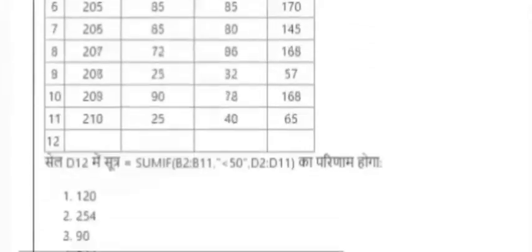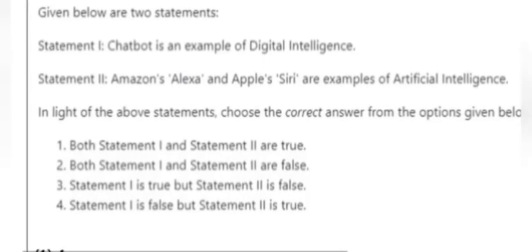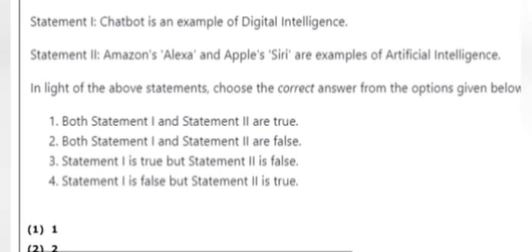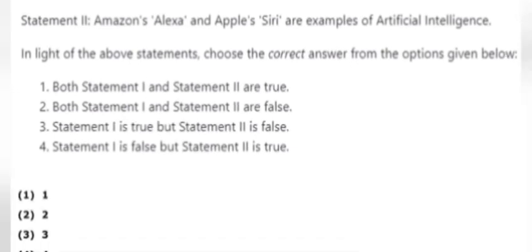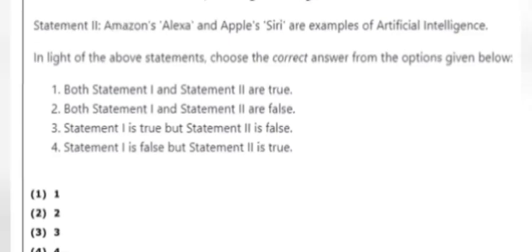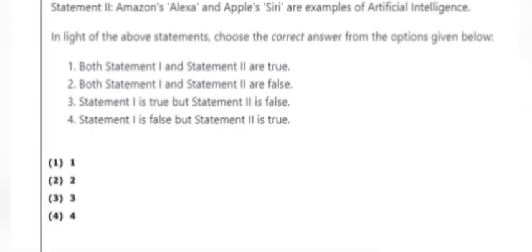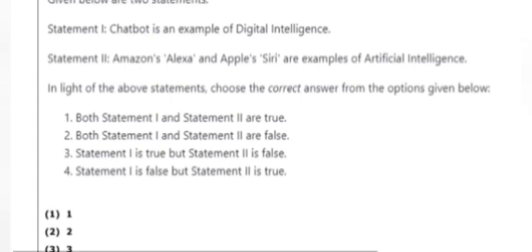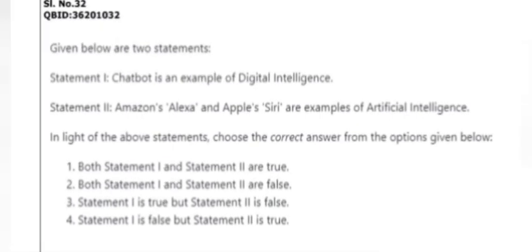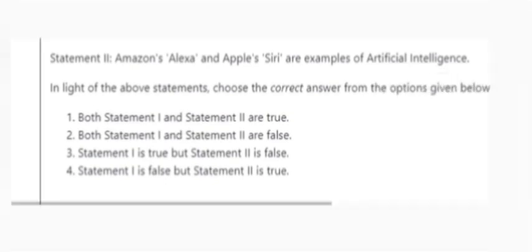Next, 32 says, given below are two statements. Statement 1 says chatbot is an example of digital intelligence. Statement 2 says Amazon's Alexa and Apple's Siri are examples of artificial intelligence. In light of the above statements, choose the correct answer from the options given below. 1 and 2 are true, 1 and 2 are false, statement 1 is true but 2 is false, 1 is false but 2 is true. For 32, the correct option will be 1 and 2 are true.